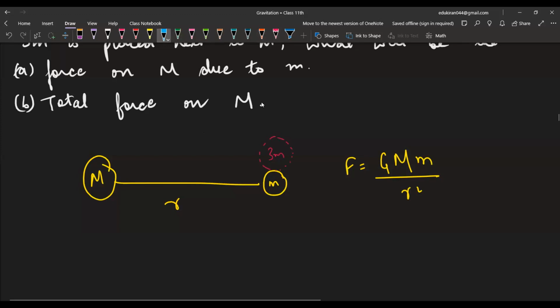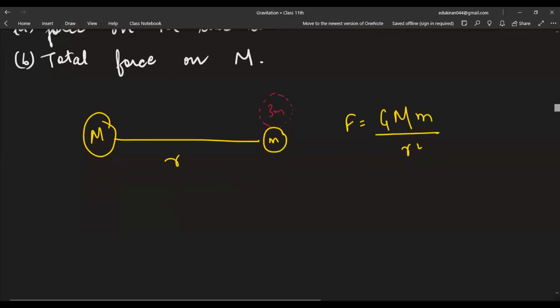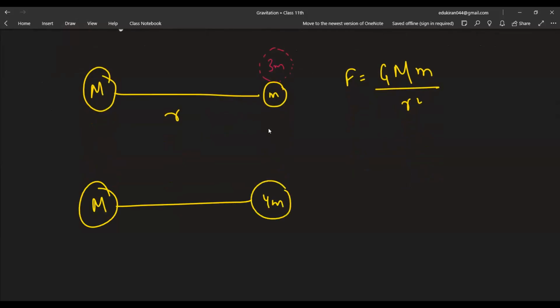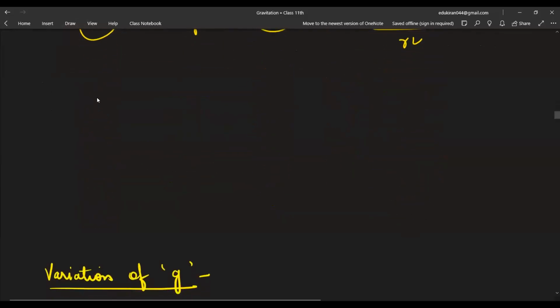So what is the total mass here? This total mass now on the right hand side is 4m, because it is just placed, nothing is removed and it is not exchanged. So now the new force which you will be calculating will be G M 4m by r square.